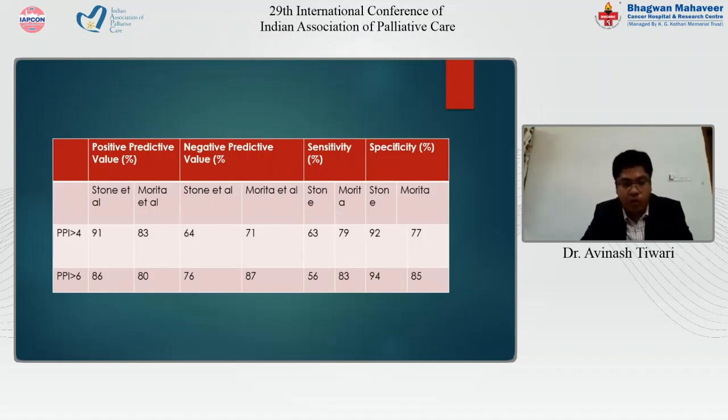A PPI score greater than 4, that means survival of less than 6 weeks, was 92% specific in the study by Stone et al. That means the ability of PPI to correctly identify those who will not live less than 3 weeks or less than 6 weeks is high enough. So it is quite a specific tool for prediction of survival, and the sensitivity in different cohort studies has shown different results, and I will also share my result very soon.